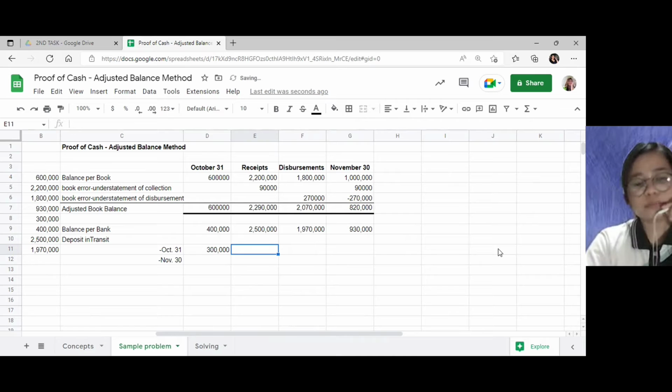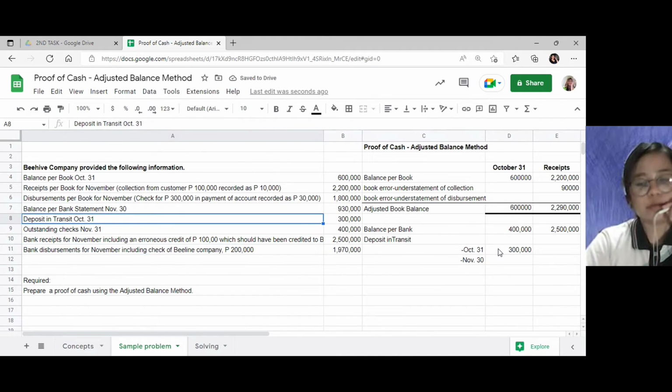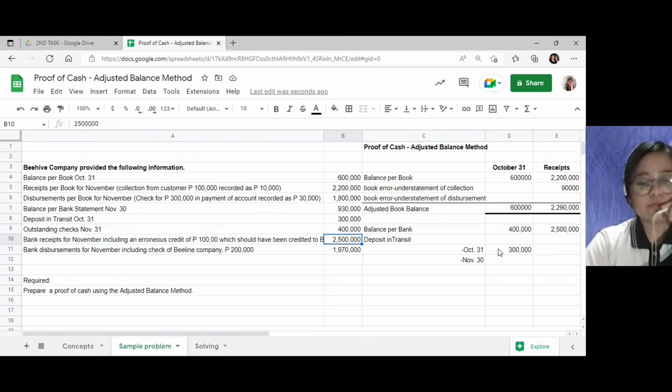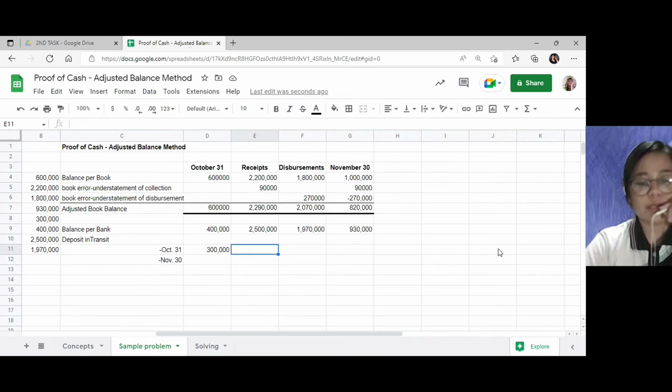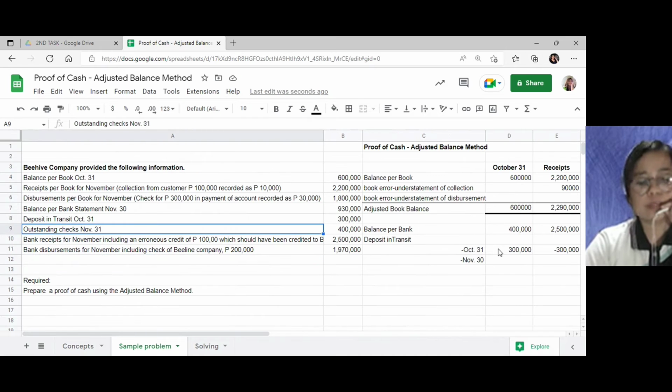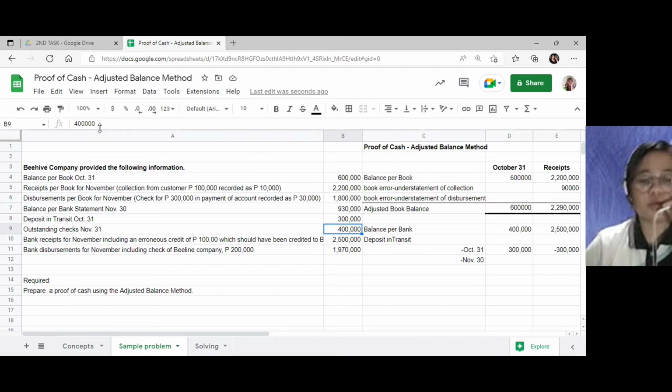So now what you're going to do is simply deduct the amount of 300,000 from your cash receipts para ma-eliminate nga this 300,000 in our cash receipts. Okay? So, kasi gusto natin na ang cash receipts na mare-reflect dito ay yun lang, cash receipts for the month of November. So, dapat tanggalin natin yung the month of October.